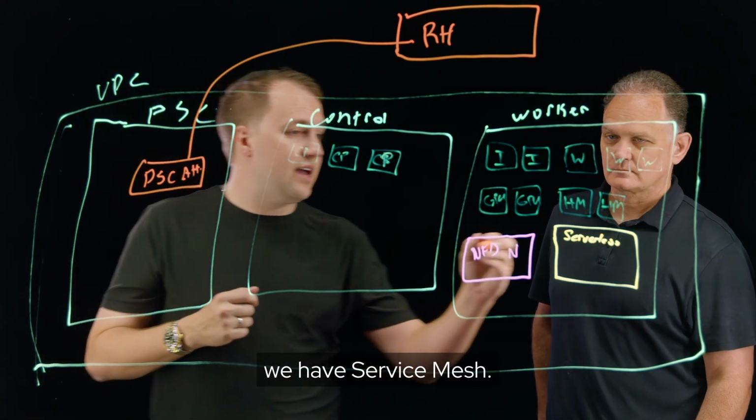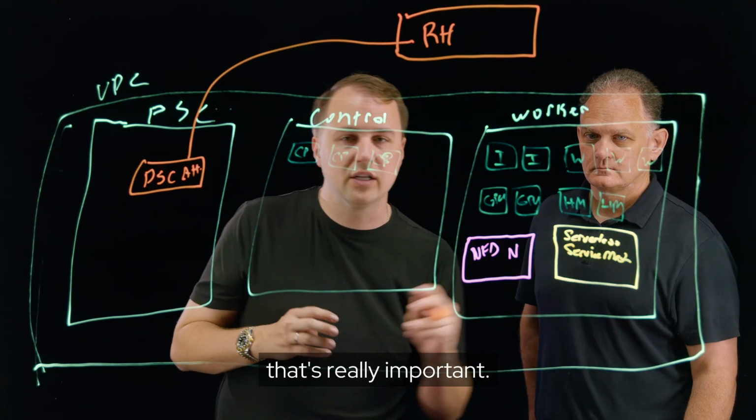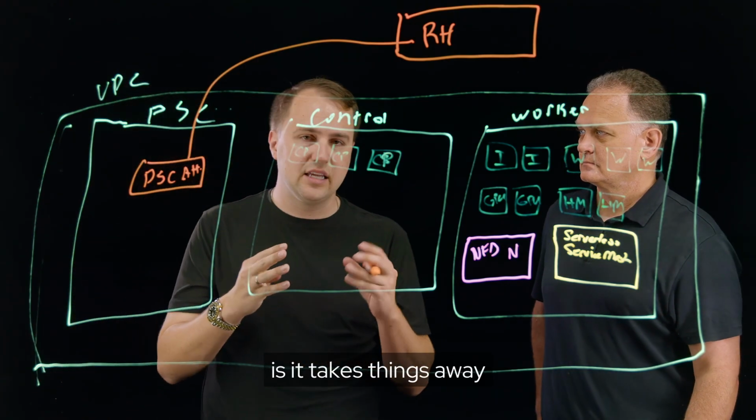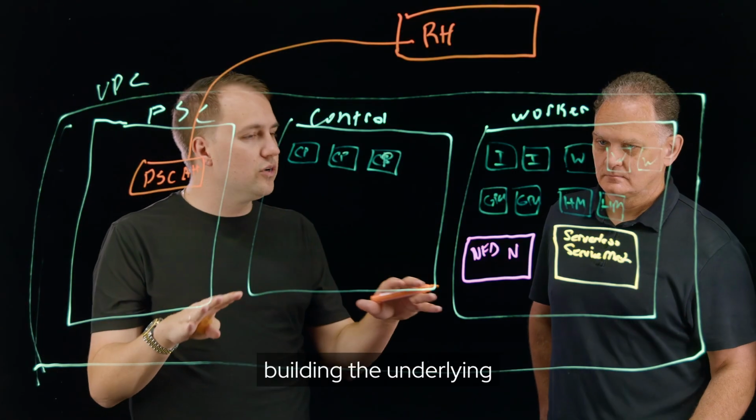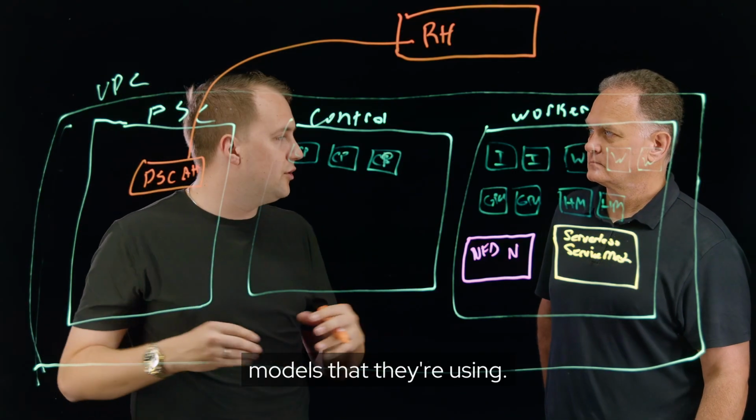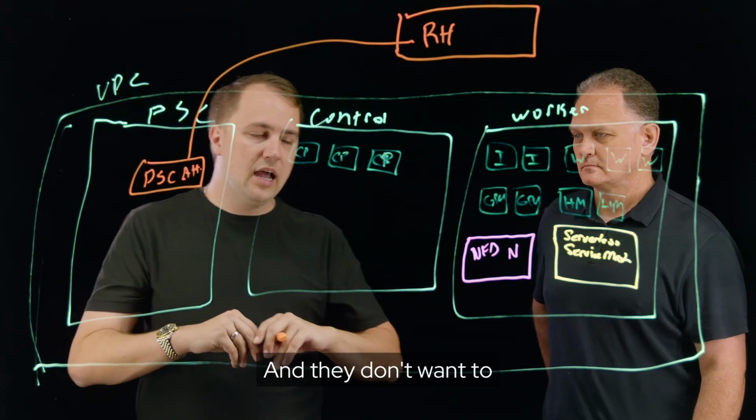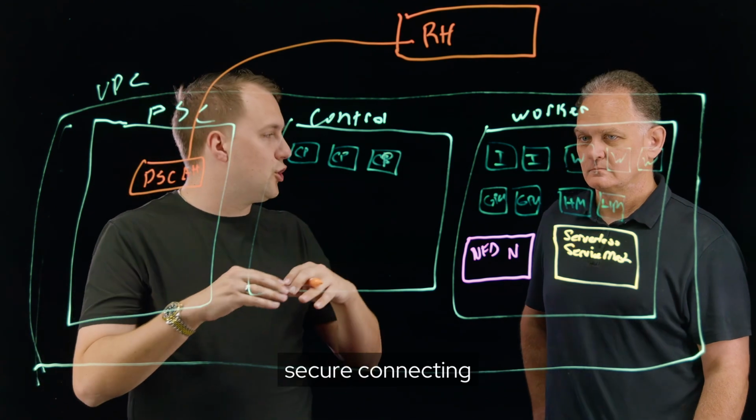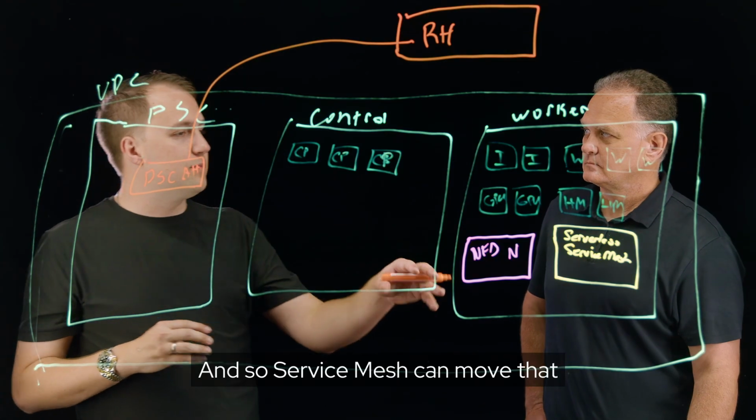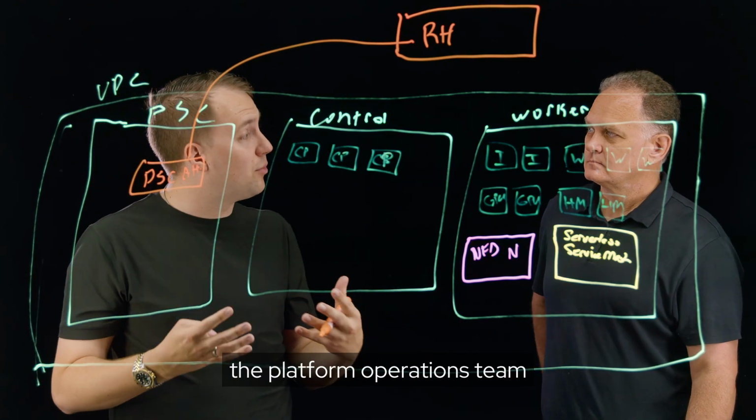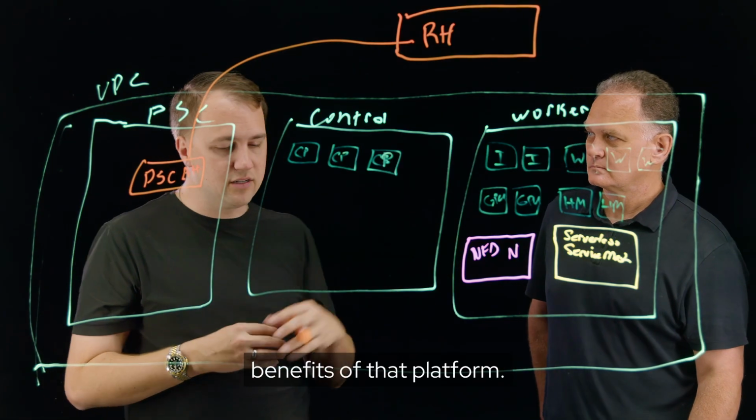So beyond that, then we have Service Mesh. Service Mesh is really neat. It's a part of OpenShift that's really important because what it does is it takes things away from the plate of your data scientists. Your data scientists are focused on building the underlying models that they're using. They're training the models. They're doing all of that associated AI work. And they don't want to be worried about how do I secure connecting those resources together. They don't want to worry about all of those pieces. And so Service Mesh can move that to the responsibility of the platform operations team and instead allow your developers to simply just start utilizing the benefits of that platform.